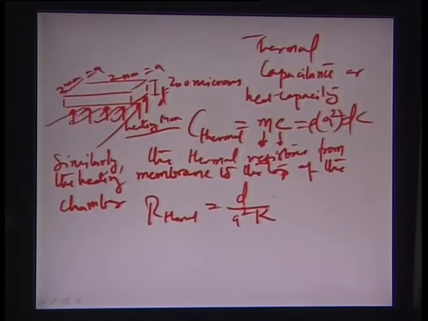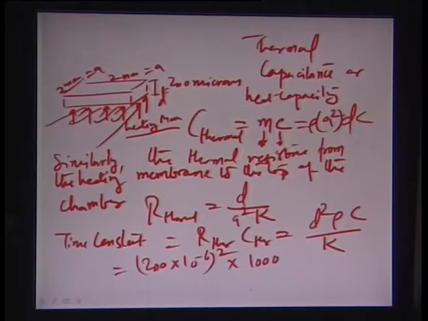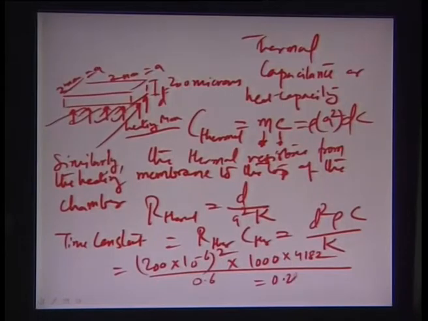All right, and essentially the time constant in this case, which is R thermal C thermal, is nothing but D squared rho C by K. So if we assume a D of 200 microns, 200 times 10 to the power minus 6 squared, times the density of water, which is about 1000 kg per meter cubed, times the specific heat capacity, which is about 4182 joule per kg per Kelvin, divided by the thermal conductivity K, which is 0.6 watts per Kelvin meter, we obtain a time constant of about 0.28 seconds.